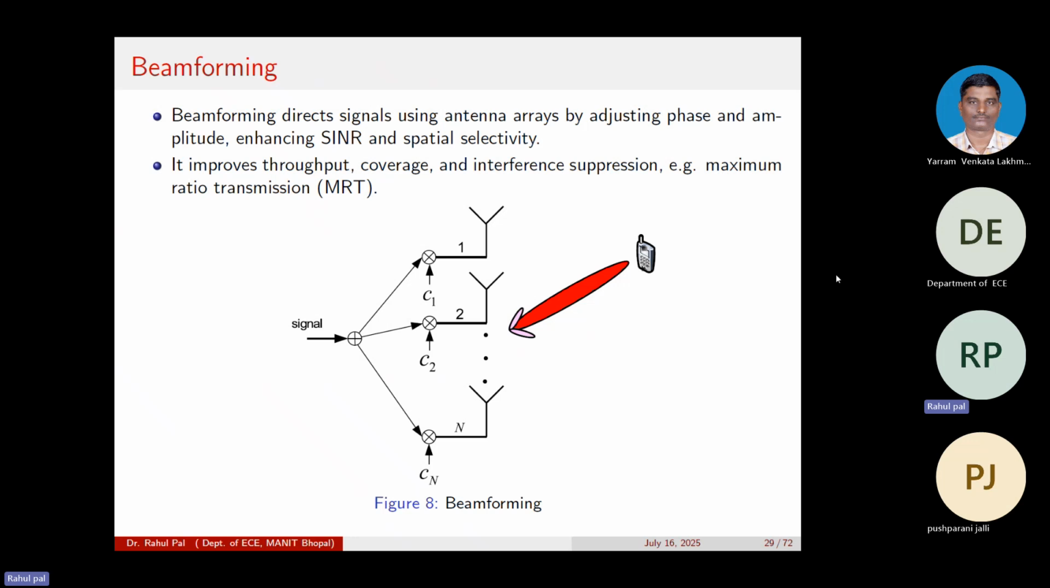When we are transmitting the signal only toward the intended user, this is the concept of beamforming. Got it? Now we have to analyze the performance of this.